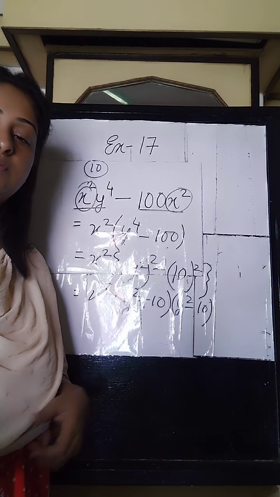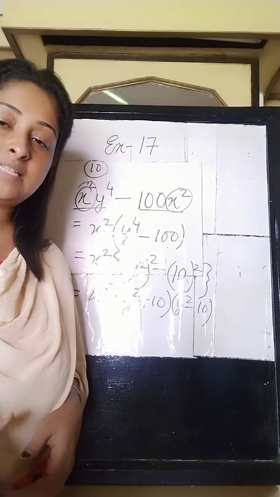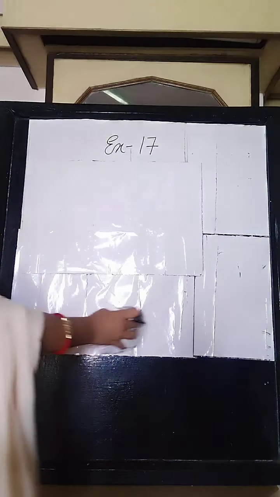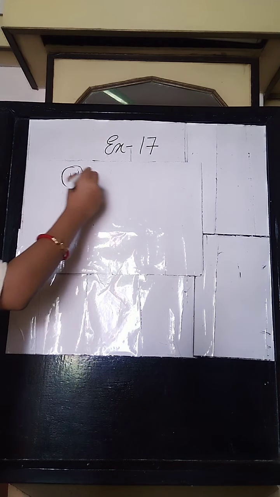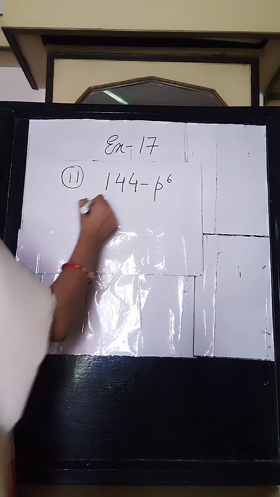Thus in this way you will solve this sum number 10. After this we will solve sum number 11 and then sum number 12. Back to back we will solve these two sums, number 11 and number 12. In sum number 11 it is given 144 minus p to the power 6.